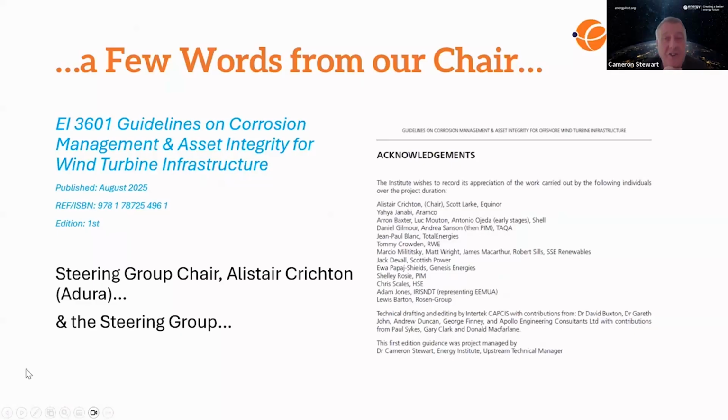So that's my introduction to sort of get us going, tell you what EI is, all the way into what the Technical and Innovation Programme is, all the way through to what this guidance is. That's where it belongs. That's how we got there. To start off our presentation today properly, I'd like to invite a few words from our chair, Alistair Crichton from Adura, who took us through this process in a most wonderful way, I have to say, in all honesty. Over to yourself, Alistair, if you'd like to say a few words.